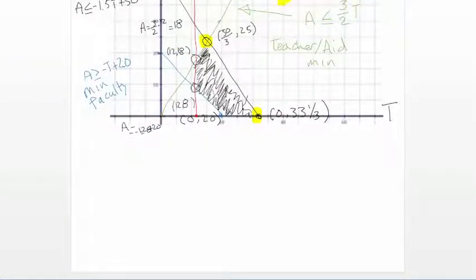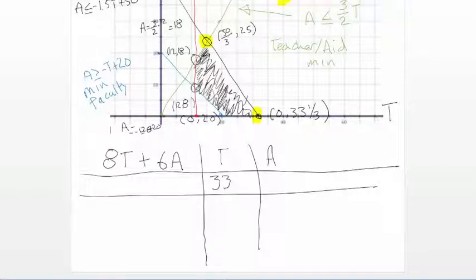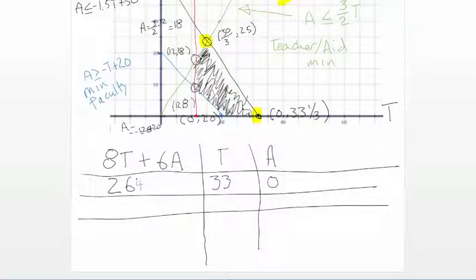So let's check those coordinates and see which one gives us the larger maximum. If you recall, teachers can help 8 students graduate a year, and aides can help 6 a year. So the coordinate where T equals 33 and A equals 0 results in 264 graduates a year, and the other coordinate is 283. So there you have it. 283 is the maximum that you can graduate a year.